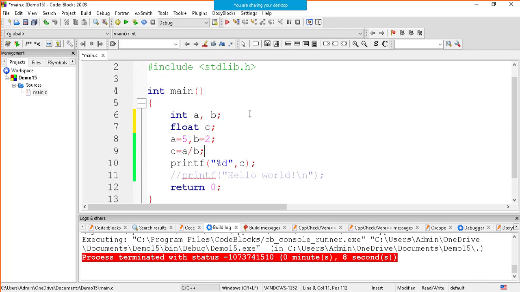So now what I want is, let's say I'm doing C is equal to A by B, but in order to print the float, what is the change I have to make? Rather than writing %d, I have to write %f, right? When I write %f, you expect it to print 2.5, but please understand, this a is an integer, b is an integer, so a is 5, b is 2, so 5 divided by 2, because both are integer, the answer is going to be 2.